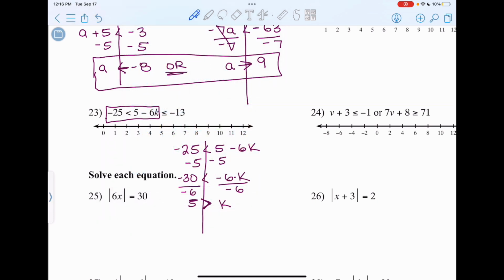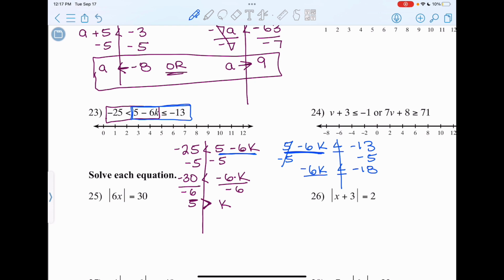And then I need to solve my other side. So notice how I use the middle again. So I'm going to have 5 minus 6k is less than or equal to negative 13. That 5 minus 6k is in both of my inequalities. I'm going to subtract 5 to both sides, and I get negative 6k is less than or equal to negative 18.